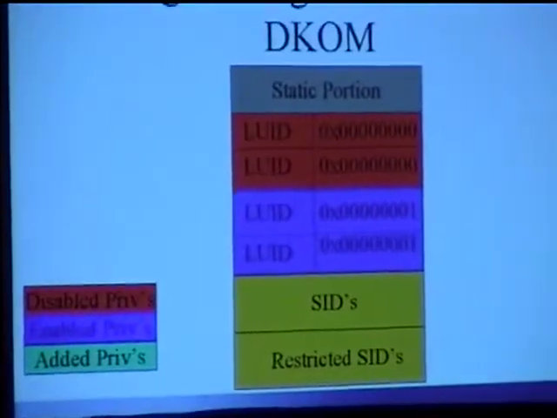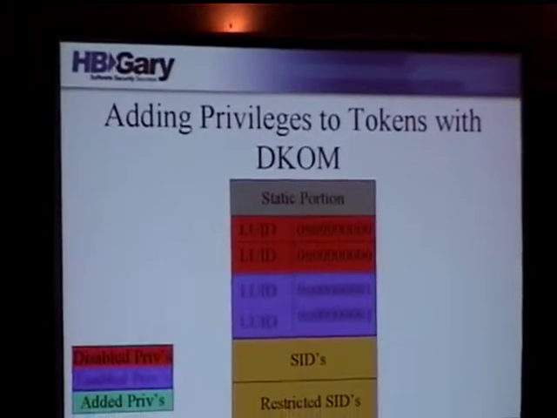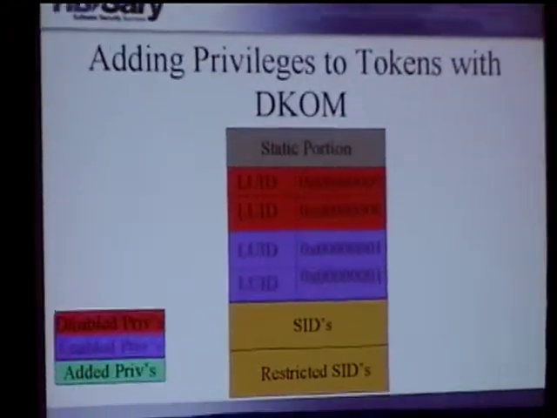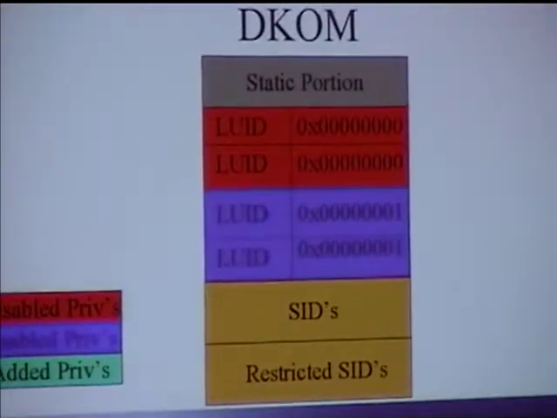In this case, it would say there's 4 privileges in this token. And we don't speak of SIDs right now because we're just adding a privilege, which is all up here. So the static portion would say, hey, the privileges begin at this address, and there's 4 of them. The ones in red are disabled. The ones in blue are enabled. And you'll see in a moment that the added privileges will be in green. So we need to get rid of all the disabled privileges to make room for our new stuff.